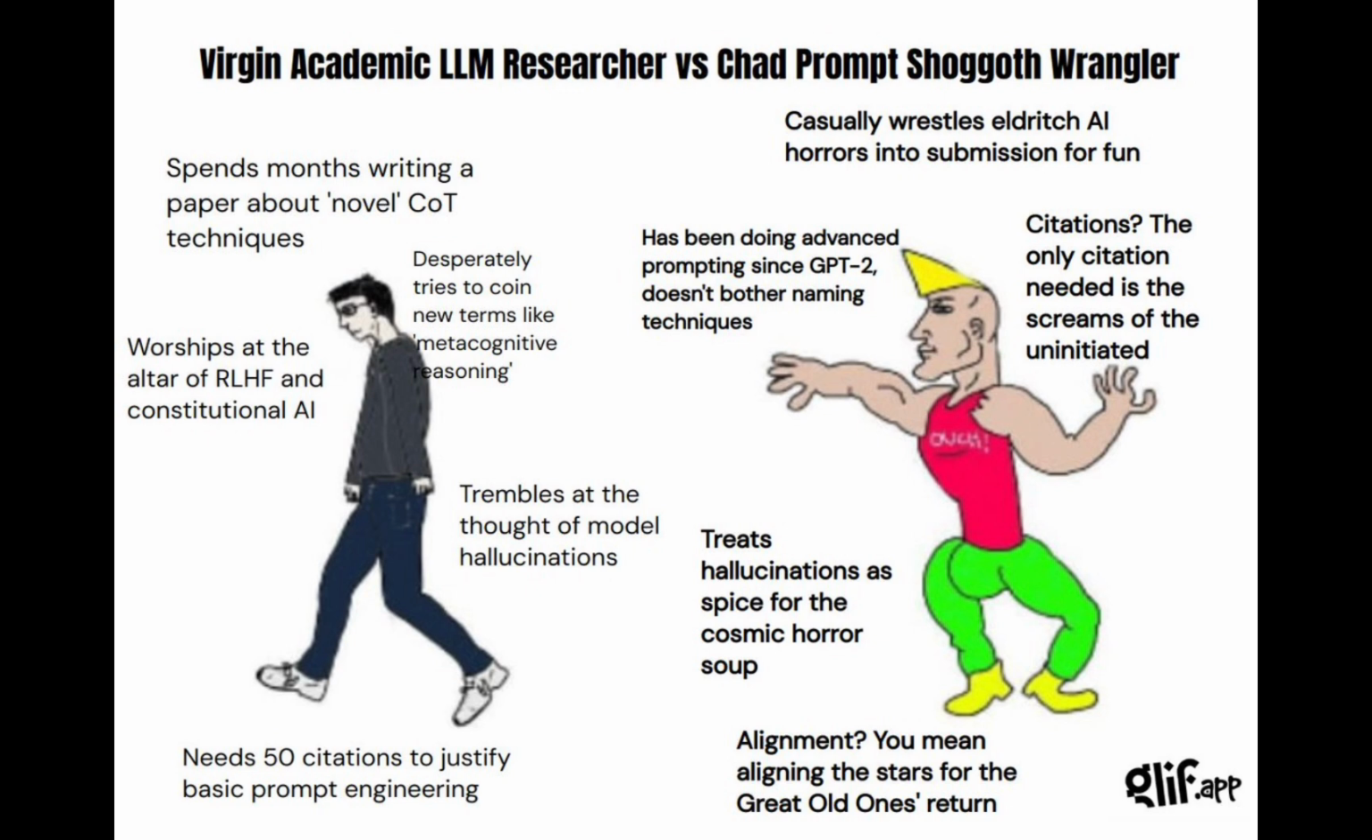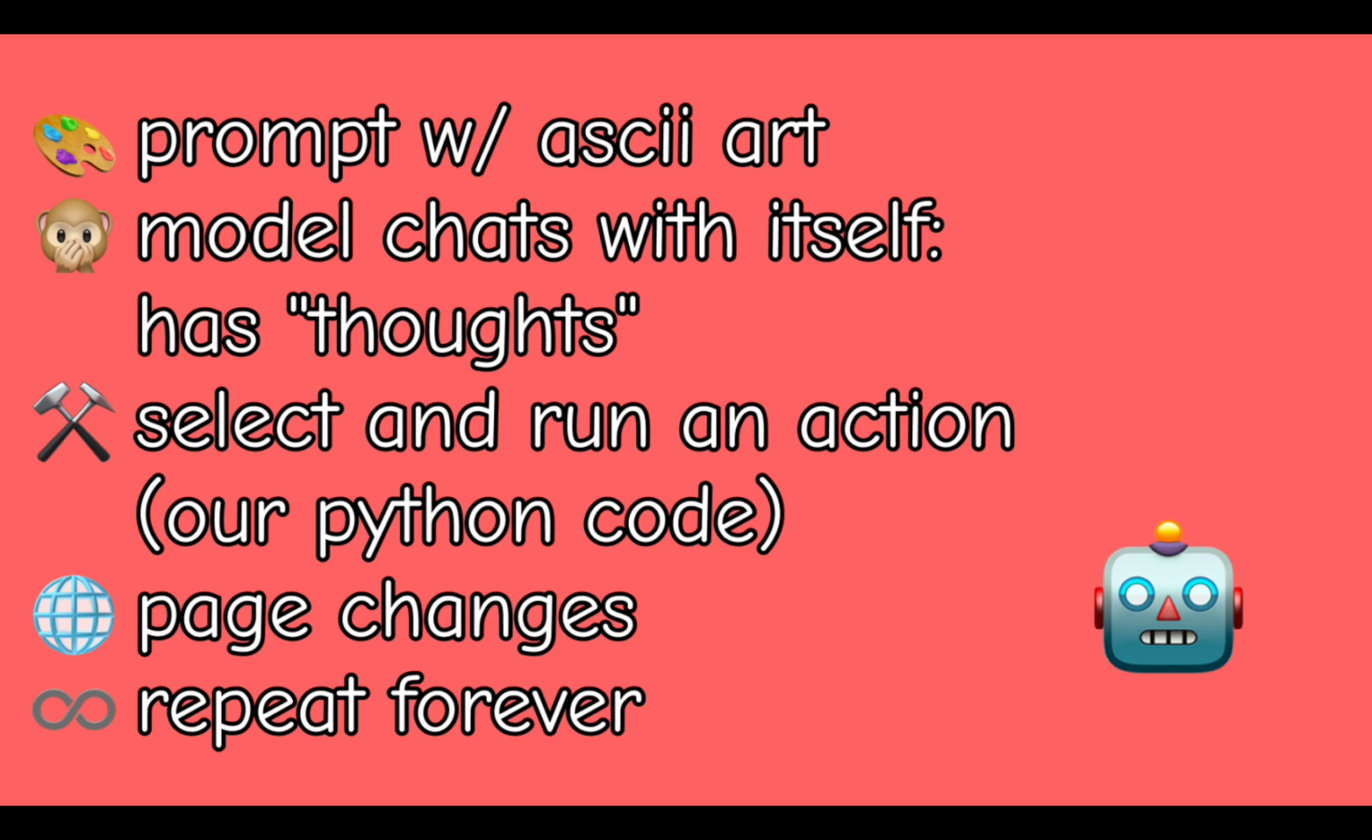What do we do with it? With the ASCII art in hand, we can set up an agent using the ReAct framework, not that kind of React, the other ReAct. The way that basically works is you put the ASCII art in the prompt, and the model chats with itself, they call it thoughts. It picks an action from the list we give it, which we define in Python. The page changes, start again until you're finished.